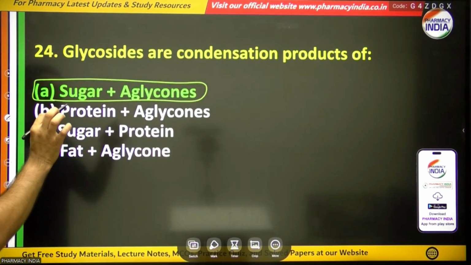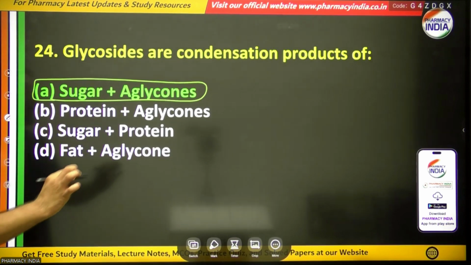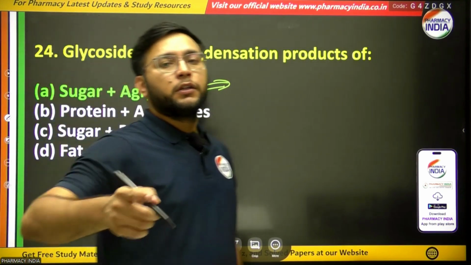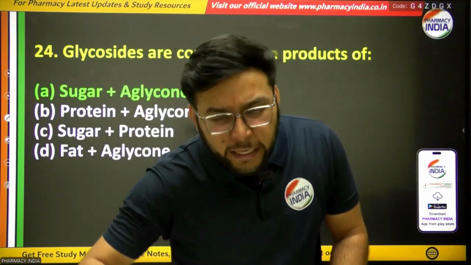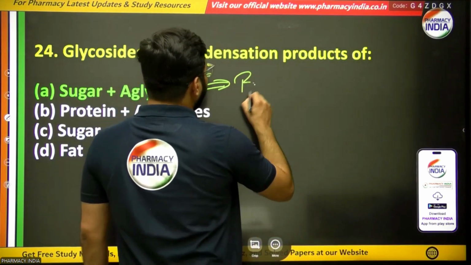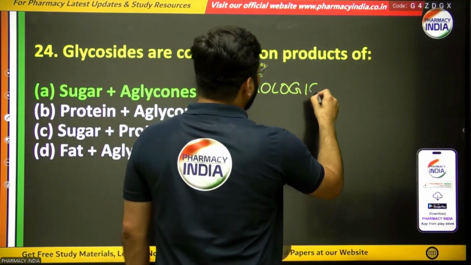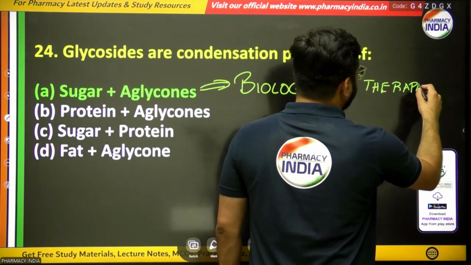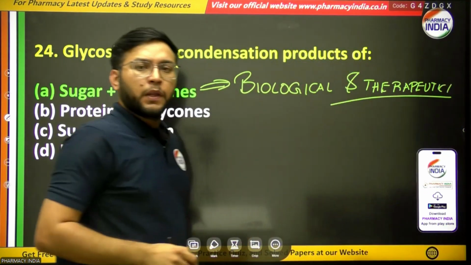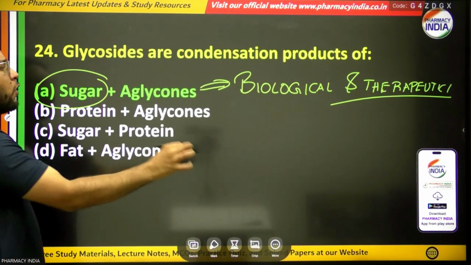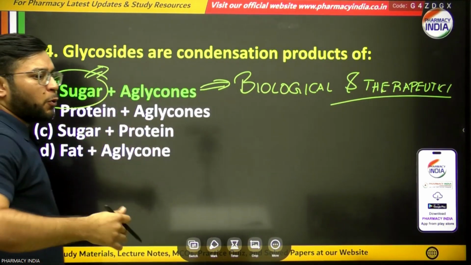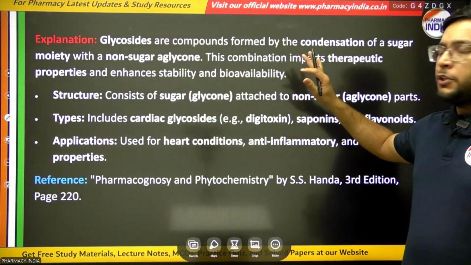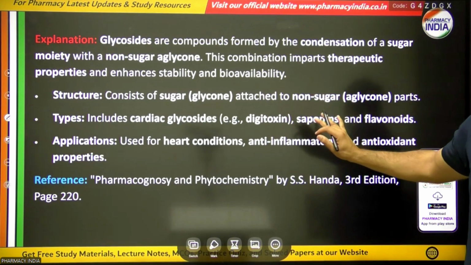In a glycoside, the aglycone moiety is responsible for the biological and therapeutic activity. The sugar or glycone part helps in the transport and absorption of the aglycone moiety. So the correct answer is glycone plus aglycone.